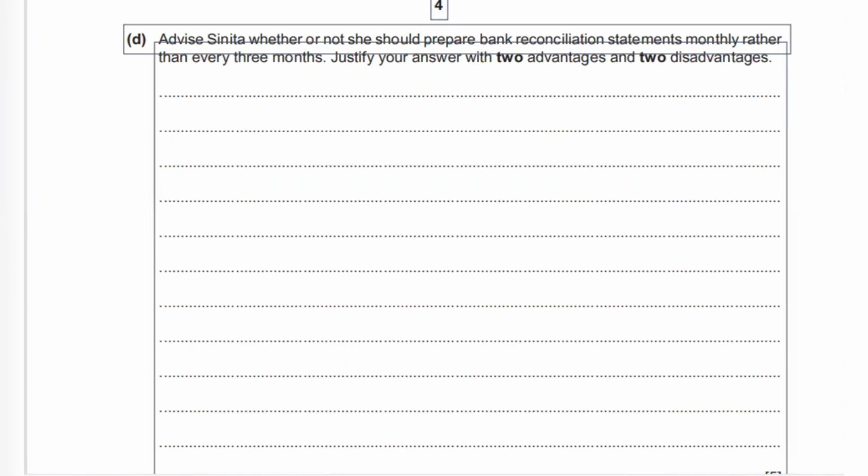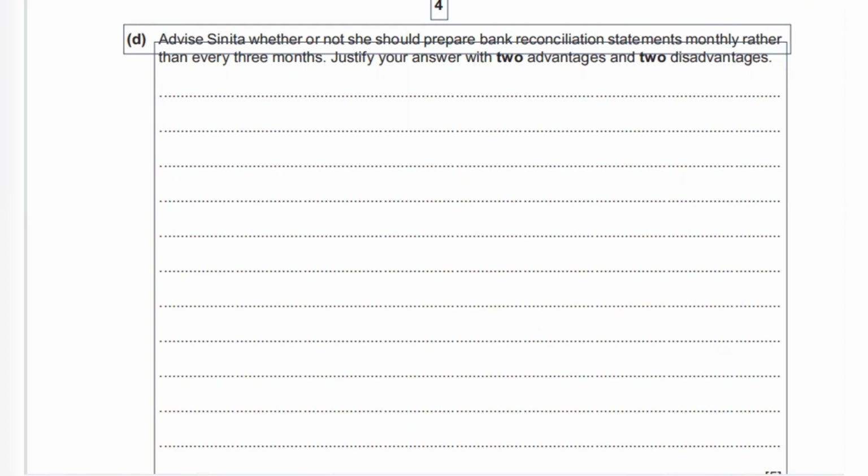You can write advantages of monthly reconciliation: it helps in detecting errors and fraud in the accounts in the cash book. It helps to identify the missing entries in the cash book. It helps in out of date checks to be identified earlier. It helps in the bank account to be reviewed regularly.